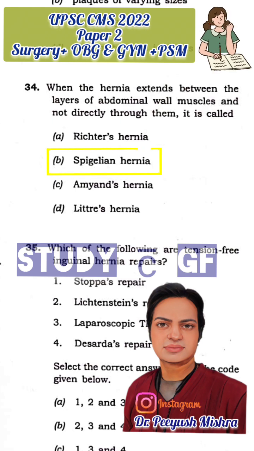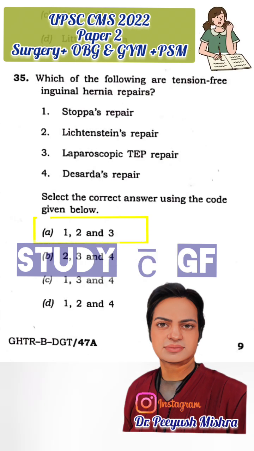When the hernia extends between the layers of abdominal wall muscles and not directly through them, it is called Spigelian hernia. Which of the following are tension-free inguinal hernia repairs? Shouldice repair, Lichtenstein repair, laparoscopic TEP repair.